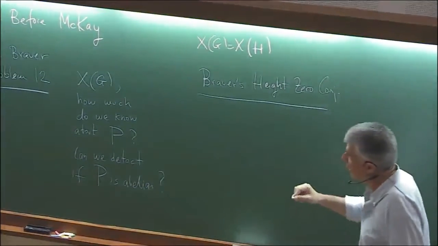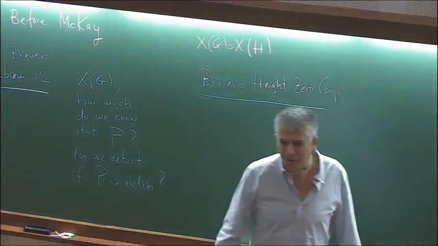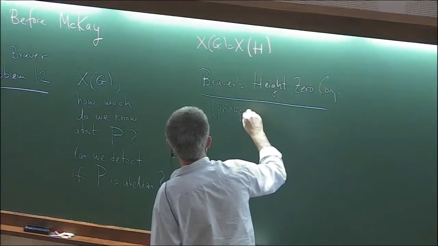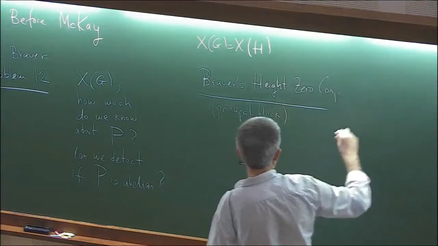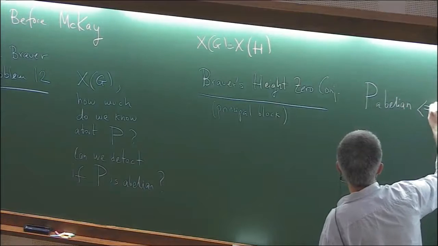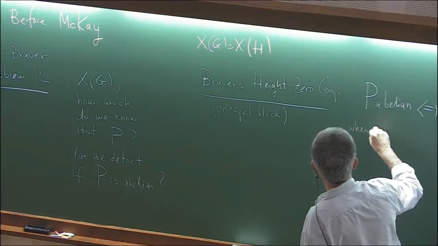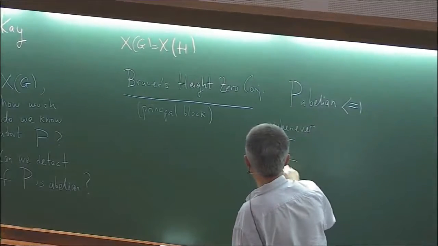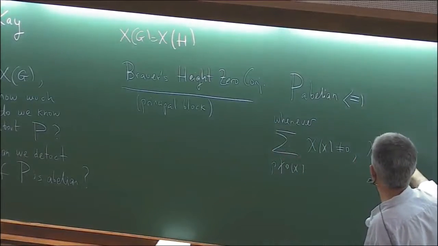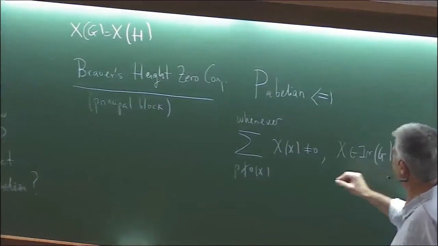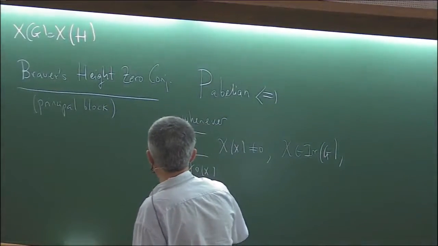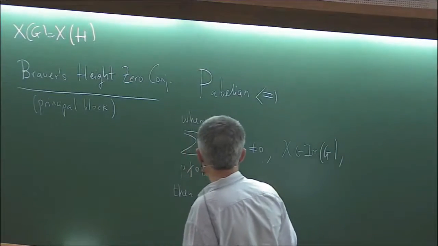I'm going to state it without using blocks. So I'm going to state it just for those of you that know blocks, for the principal block. And it says the following, that P is abelian if and only if, whenever this sum is not zero, for chi an irreducible character of G, of course, you can detect that in the character table, you can compute that, then p doesn't divide the degree of the character.